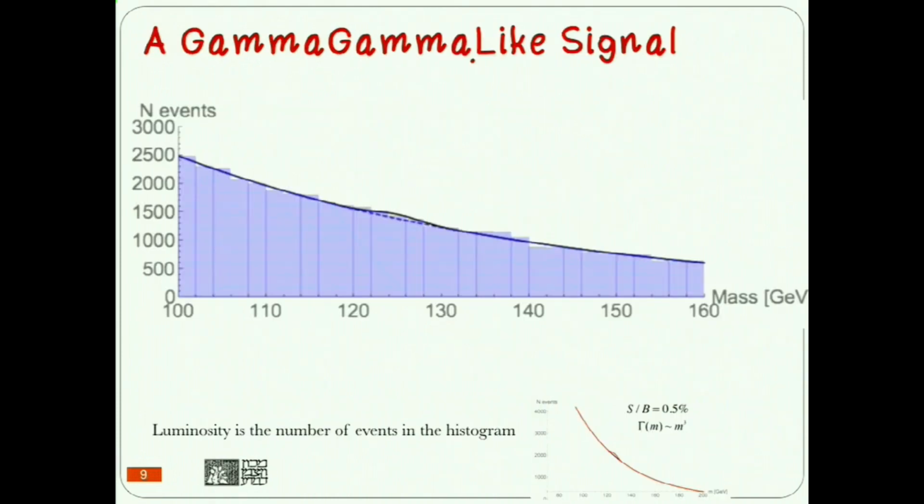So I can generate a gamma-gamma-like signal. The number of entries in the histogram is my luminosity. Is that okay? Please stop me if there's something you don't understand.